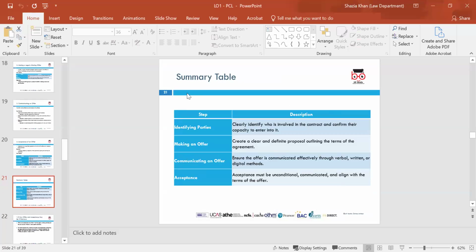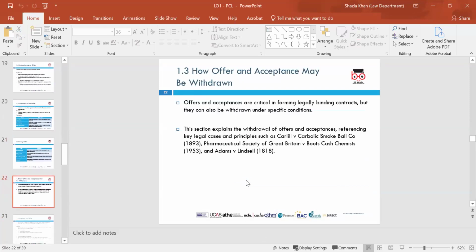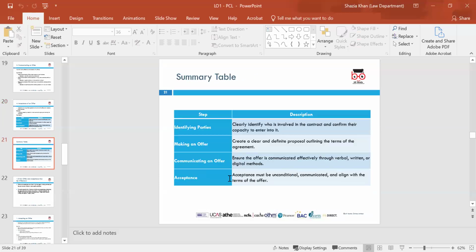Summary of table. So this table identifies steps like identifying the parties, which is clearly identifying who's involved in the contract and confirming that they have the capacity, so the mental capacity, to enter into that contract. Making an offer, so making it clear and definite. Proposal, outlining the terms of the agreement. Communicating the offer, ensuring the offer is communicated through verbal, written, or digital methods. And then acceptance can be unconditional, as we mentioned, and it needs to align with the terms of the offer.